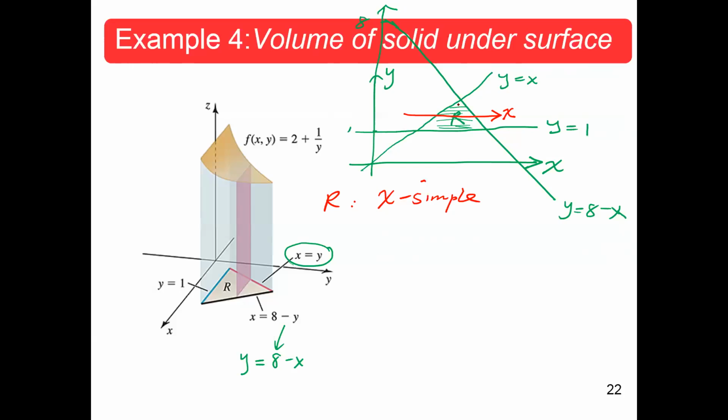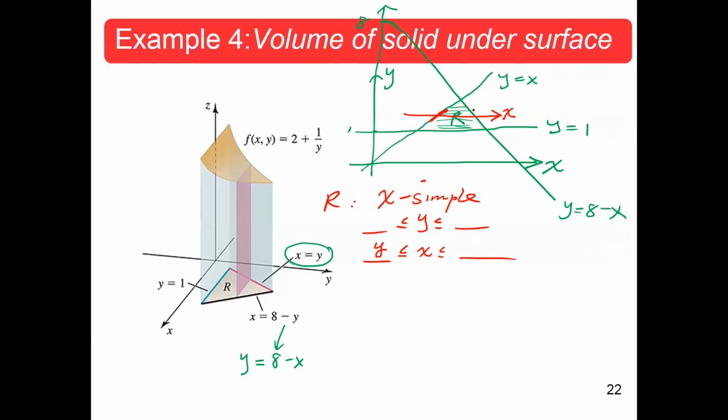Okay, for x simple, we should express y between two constants and x between two functions, right? I think here it's easy for us to express the x because you already have all the functions outlined. So x, first of all, intersects this straight line, which is x equals y. So the lower bound will be y for x.